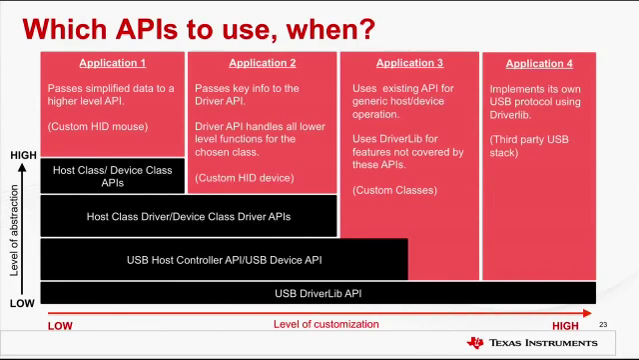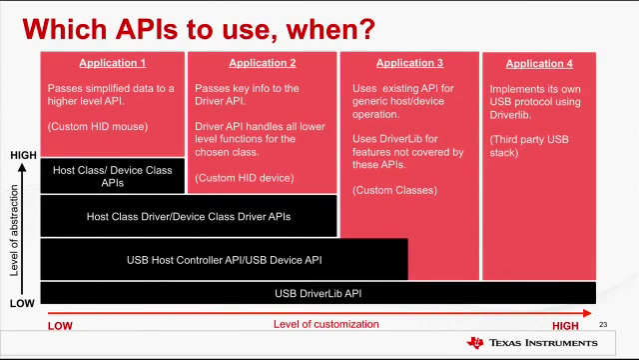Application 1 is highly customized and implements its own USB protocol, that is a third-party USB stack, whereas application 4 is relatively standard and passes data to higher-level APIs in a custom HID mouse. Different layers or levels of abstractions are listed in the black blocks. For an application that involves passing simplified data to a higher level API, using host or device class APIs is the recommended approach. This provides the highest level of abstraction and speeds up the development. This is represented in application 1 in the diagram on the slide.